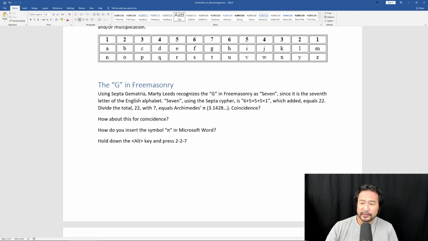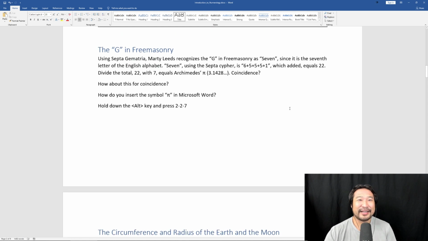How about this for coincidence? How do you insert the pi symbol in Microsoft Word? Hold down the Alt key and press 227. You don't think I'm telling the truth? Well, open up Word. I'll do it right now. I'm holding down the Alt key. You can't see it. Can I not edit? What's going on? All right, here we go. Alt key 227. Pi. Do you see that? Isn't that pretty cool?